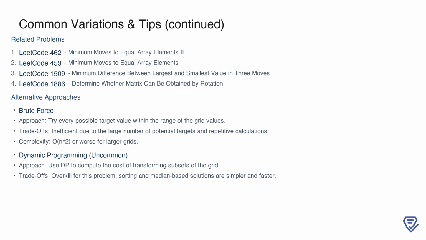In terms of alternative approaches, brute force is one option. This involves testing every possible target value within the range of the grid, but it's highly inefficient due to repetitive calculations and a high computational cost, often O(n squared), or worse. Another less common approach is dynamic programming, which computes the cost of transforming subsets of the grid. However, this is typically overkill for this problem, as sorting and median-based solutions are both simpler and faster.